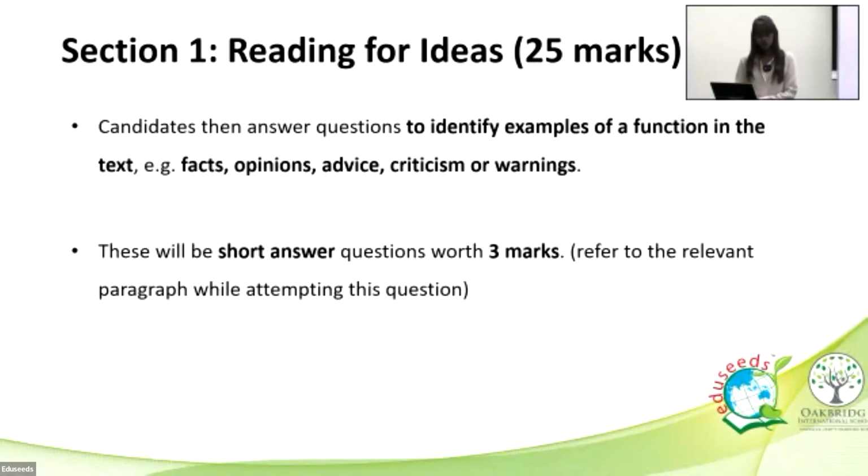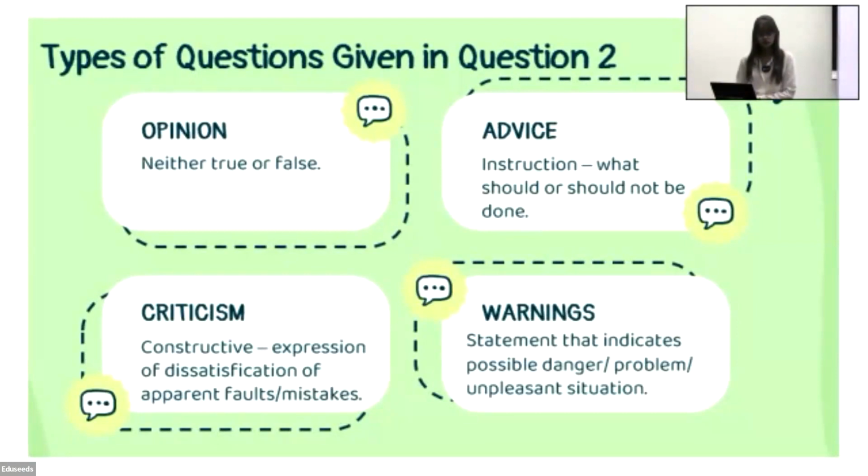When it comes to opinion, they're asking you whether it's true or false. Third one, advice. Advice means instruction: what should or should not be done. And the next one, criticism. Criticism is constructive expression of dissatisfaction of apparent faults or mistakes. And the last one, warning, a statement that indicates possible danger or problem or unpleasant situation.